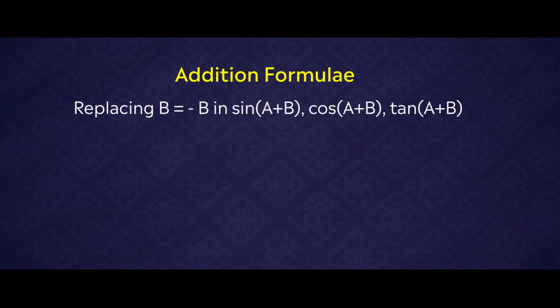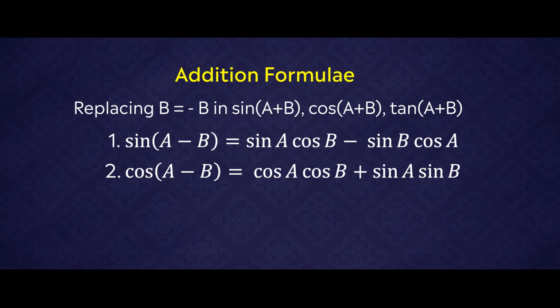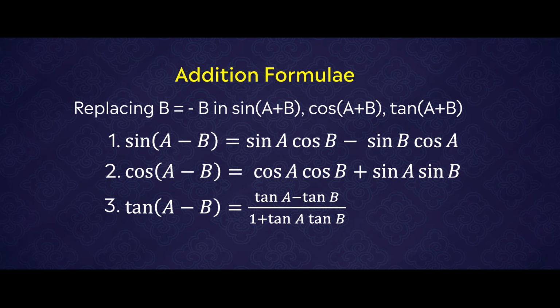So, in continuation of the addition formula, we have another one. In the addition formula, we have learned that sin A plus B is sin A cos B plus cos A sin B. If you replace B with negative B, then you will get this formula: sin A minus B is sin A cos B, but instead of positive, now it will be negative. So it will be sin A cos B minus sin B cos A. Then for cos, cos A minus B is cos A cos B plus sin A sin B. And tan A minus B is tan A minus tan B divided by 1 plus tan A tan B.